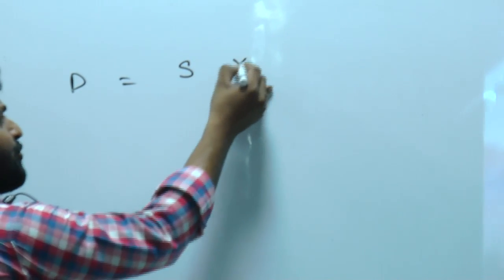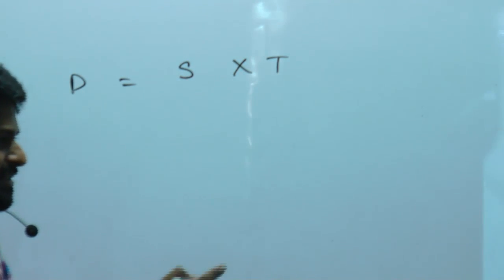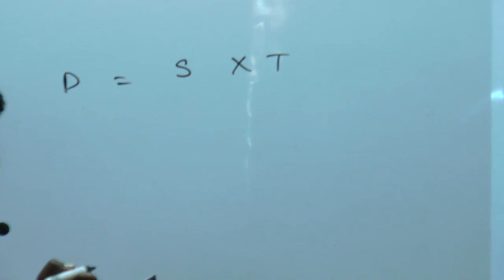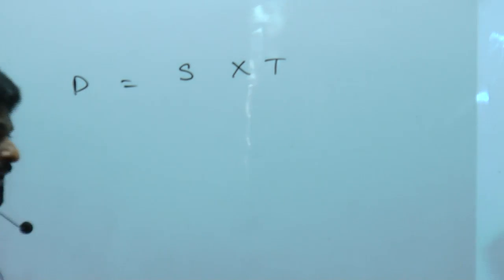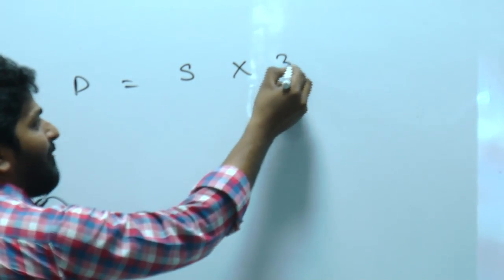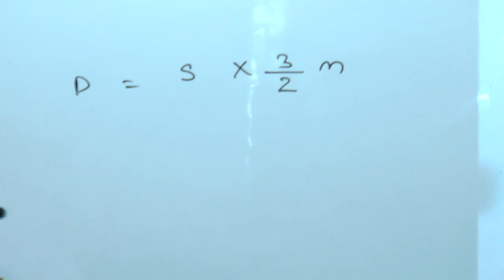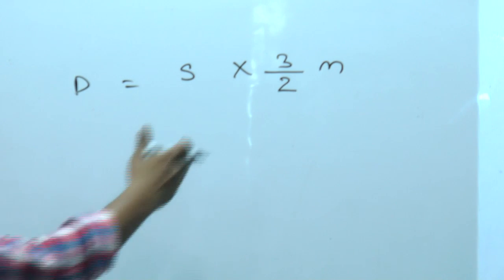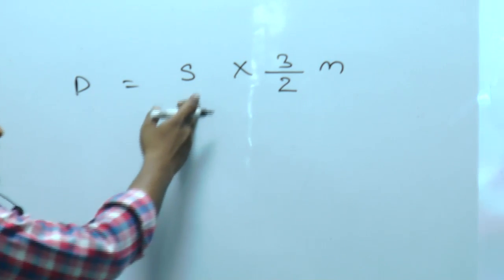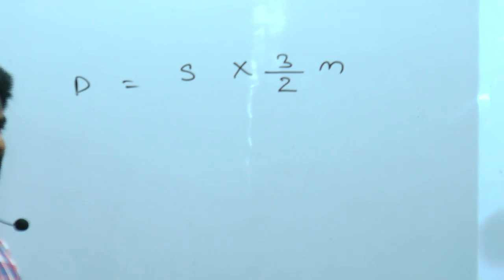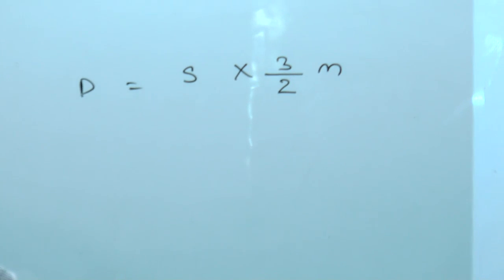Distance is equal to speed into time. Time is given as 1.5 minutes, so let me write it as 3/2 minutes. Basically, you'll measure time in either seconds or hours. But as your question says, speed is measured in meters per minute and time is also measured in minutes, so let me calculate only in terms of minutes. You can do it, no issue at all. Next, now speed, you need to go for relative speed.